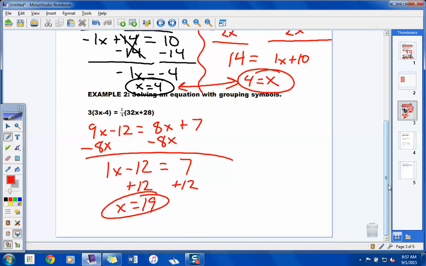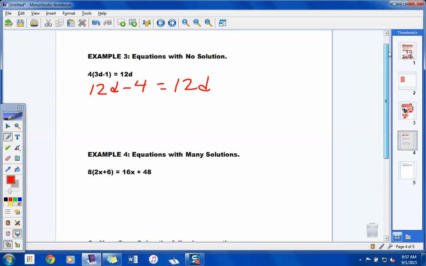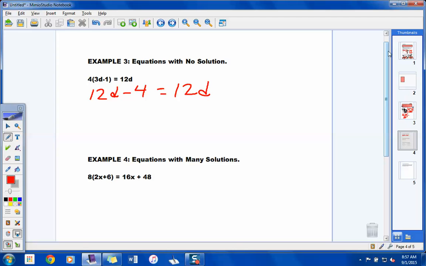Okay. Real quickly here, guys. What do you notice about your coefficients up here this time? They're exactly the same. Okay. Now, that doesn't mean if the coefficients are the same, there's already no solution. I want to show you what's going on here. This is how we get to that.